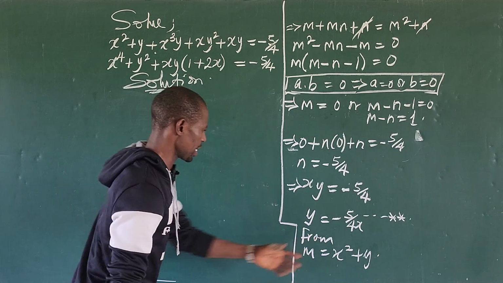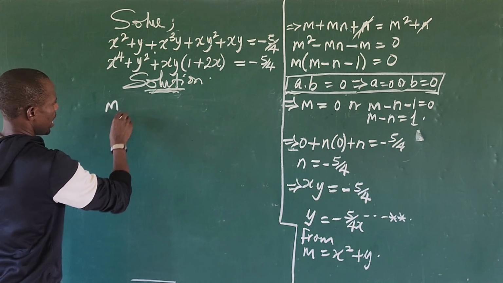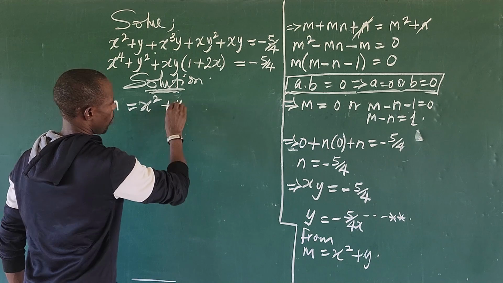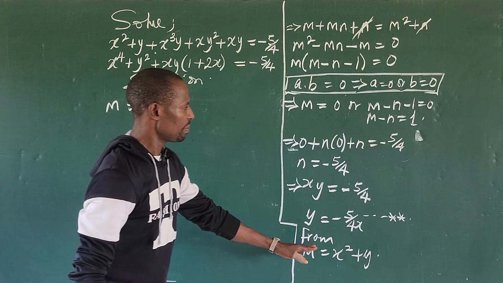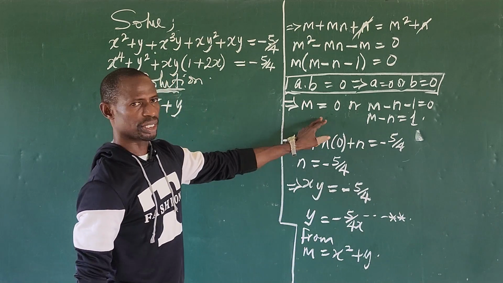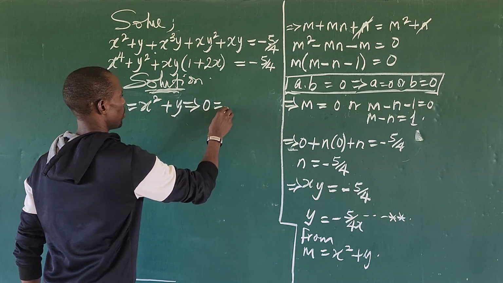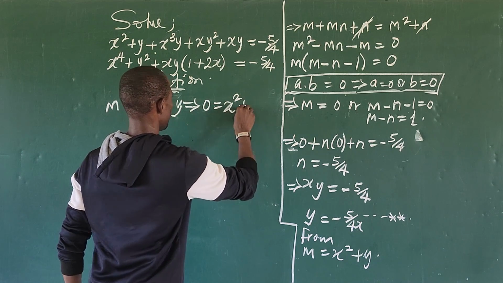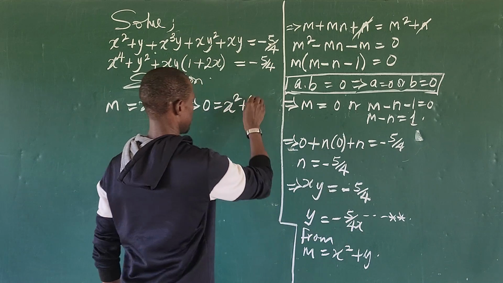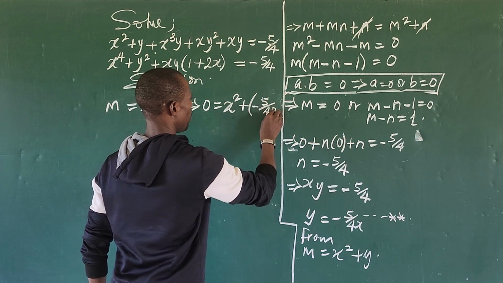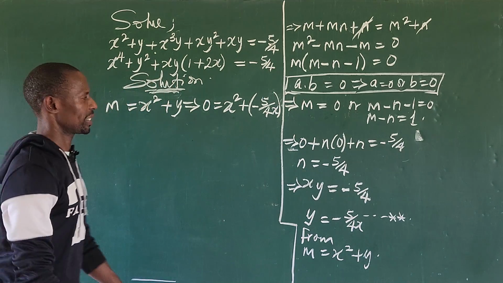All right, so let's take our equation. We have m equals x squared plus y. Again, we've established that m is equal to what? 0. So automatically, this is going to give us 0 equals x to the power of 2, then plus, what is our y? Look at it here. So I have minus 5 all over 4x, close bracket.